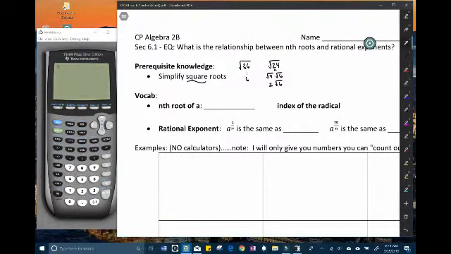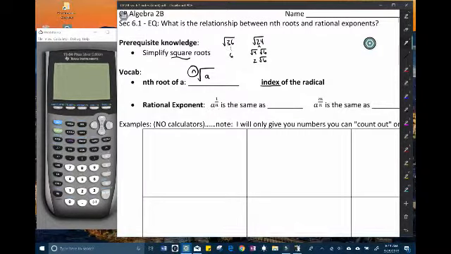Some vocabulary to know, nth root of a. This is what we're going to start to get to know a little better here. We call n the index. We'll get to that in a little bit. That's the index of the radical, and what's on the inside is the radical.